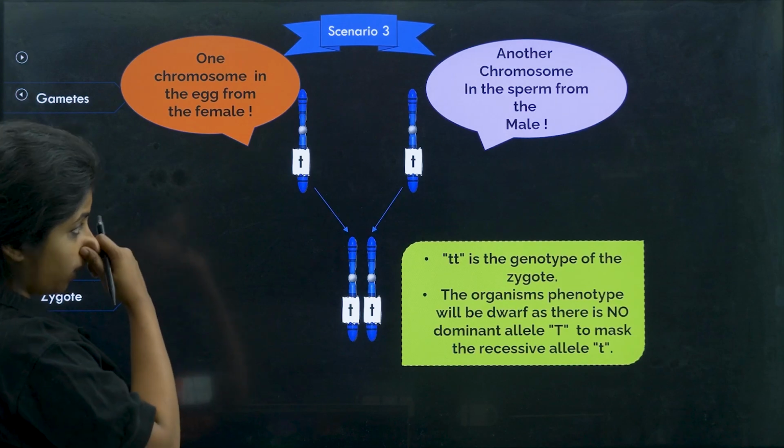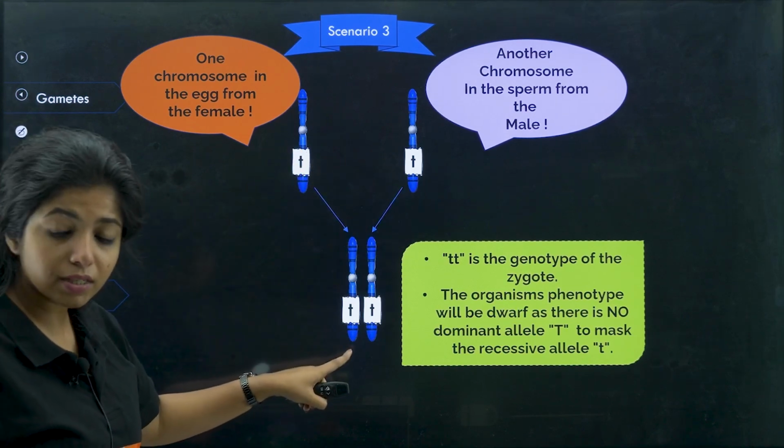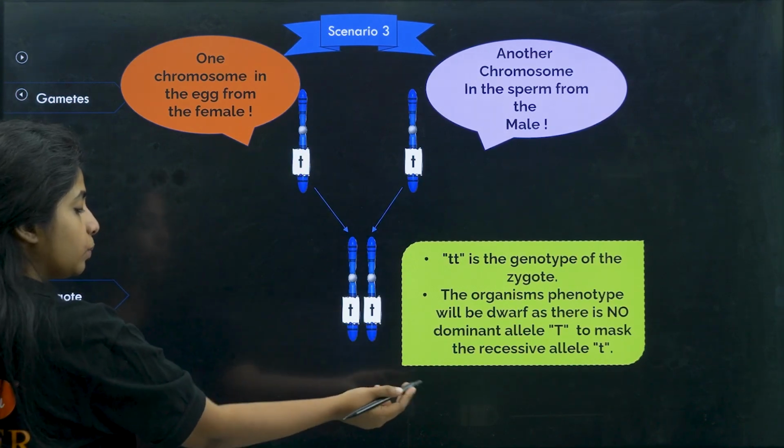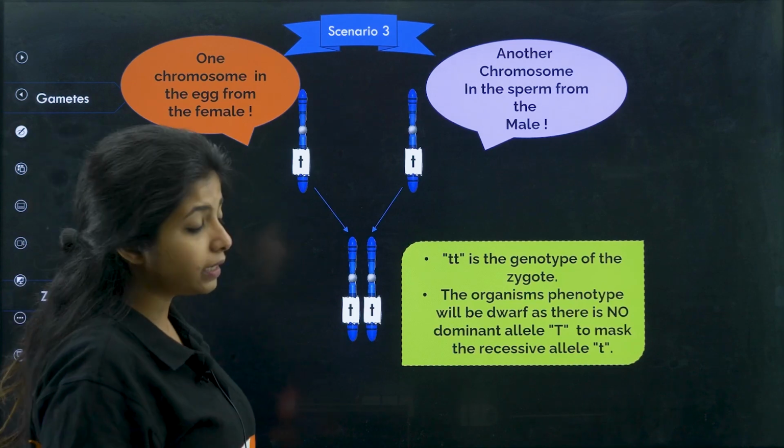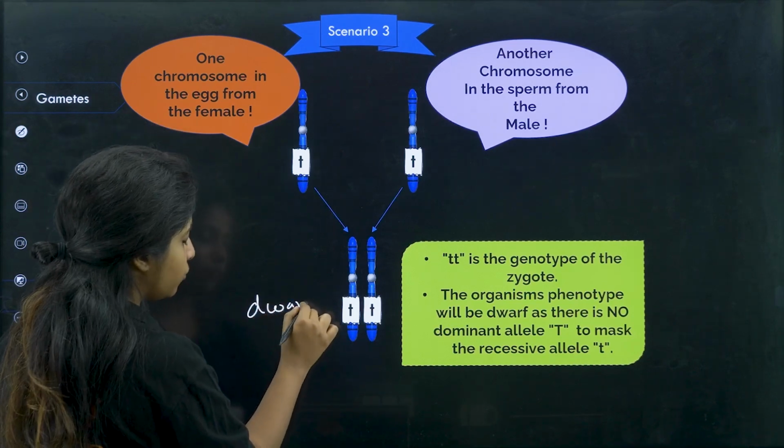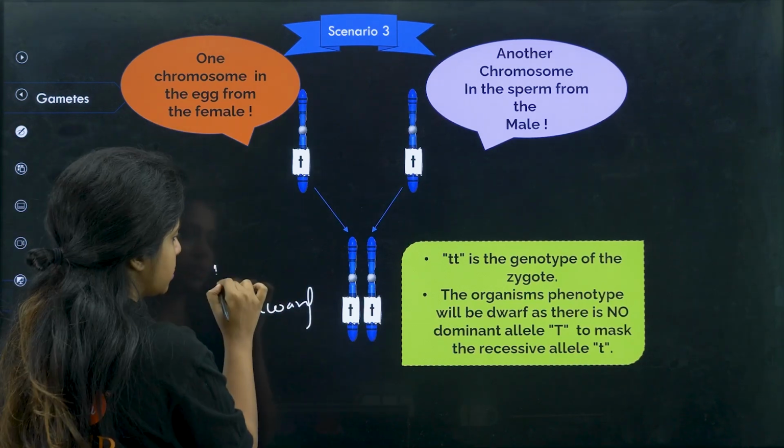Now next, over here I get small t, small t. What is this? Genotype. Genotype will be small t, small t. What is the phenotype? There is no dominant allele, so it will be dwarf. What kind of dwarf, children? It will be homozygous. It is the same.